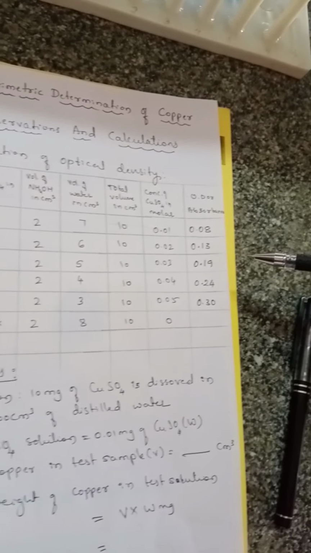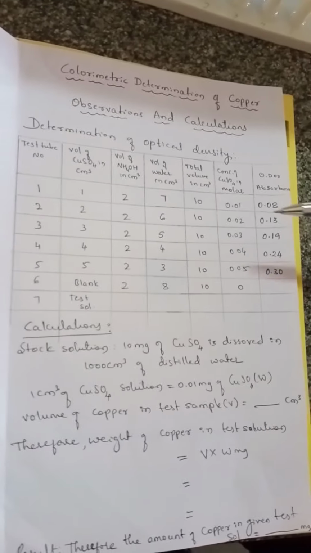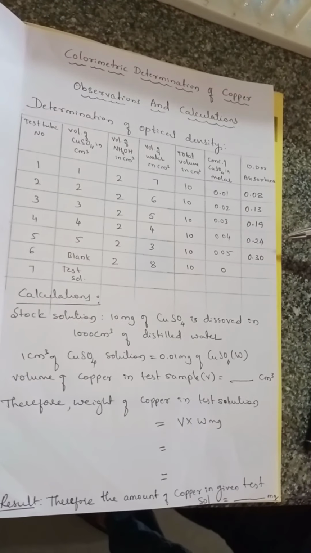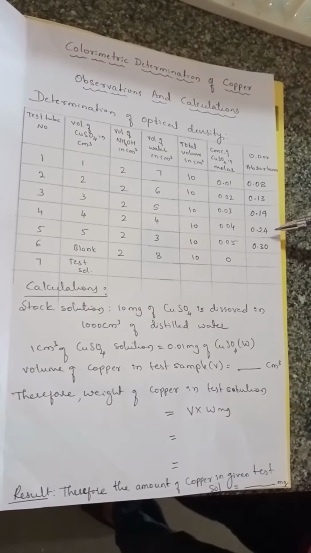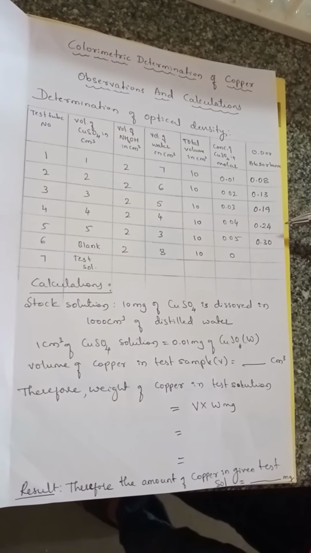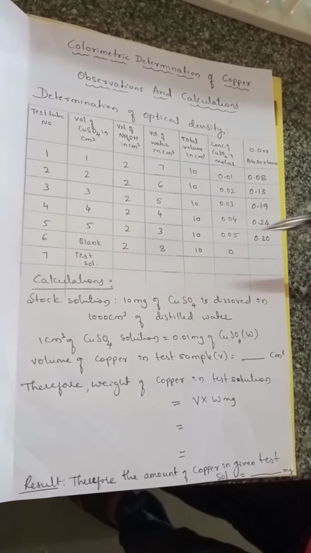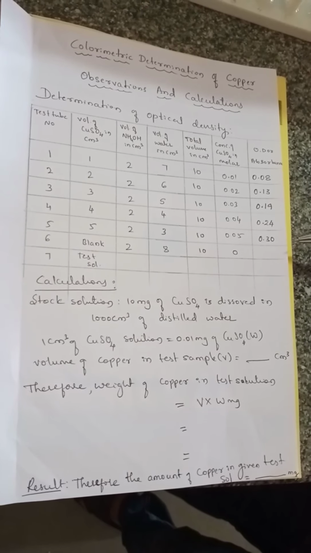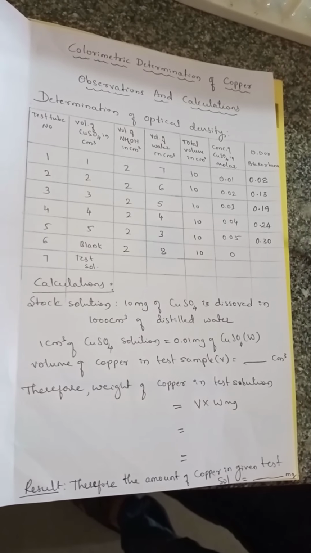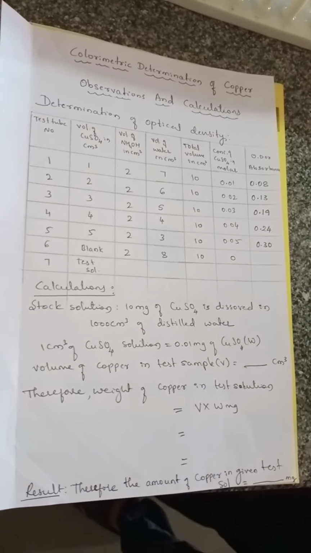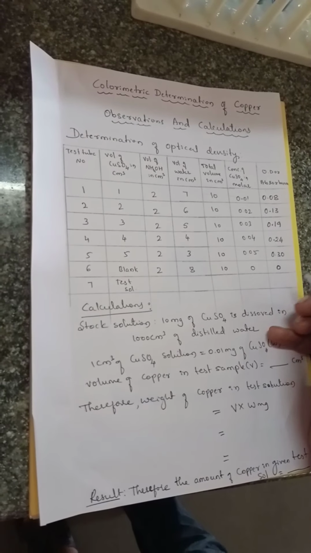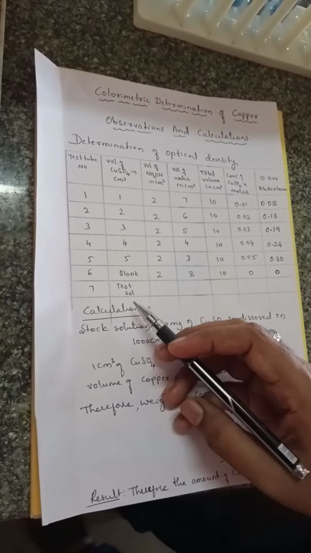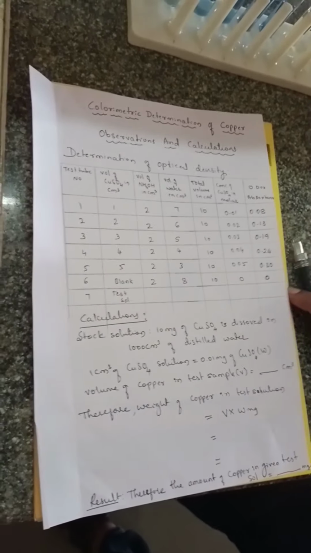In the similar way, we have taken the fourth solution and got the optical density value of 0.24, and for the fifth solution we got 0.30 optical density value, and this blank is considered as 0. And now I am taking this test solution. It is also called an unknown solution.